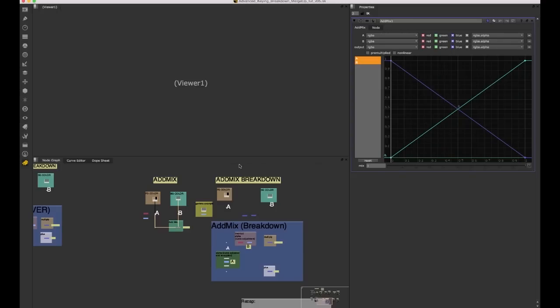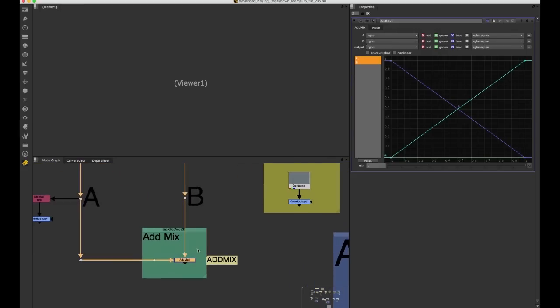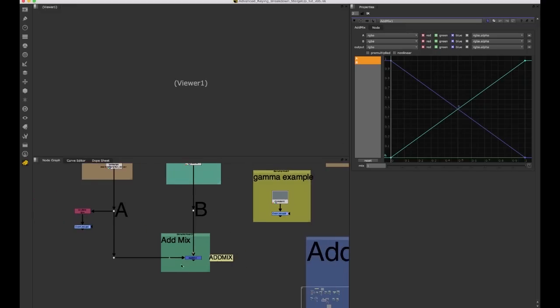Okay, so now I'm going to try to explain a pretty difficult concept, which is Addmix. It's a merge tool, and a lot of people probably know about it, but they've opened it up and got a little confused by how it works or what's going on in the background. I'm going to try to clear all that up so that you can confidently use the Addmix to get the results that you need.